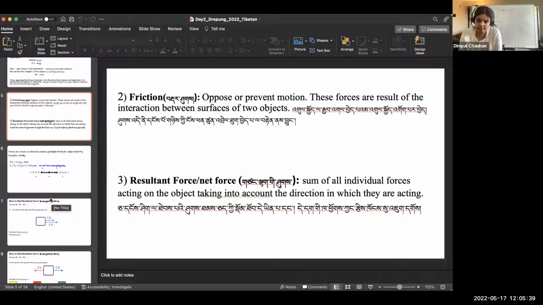So we also have to always take into account the direction in which these forces are acting, because whenever we do calculations, we need to take the direction, negative sign or positive sign.